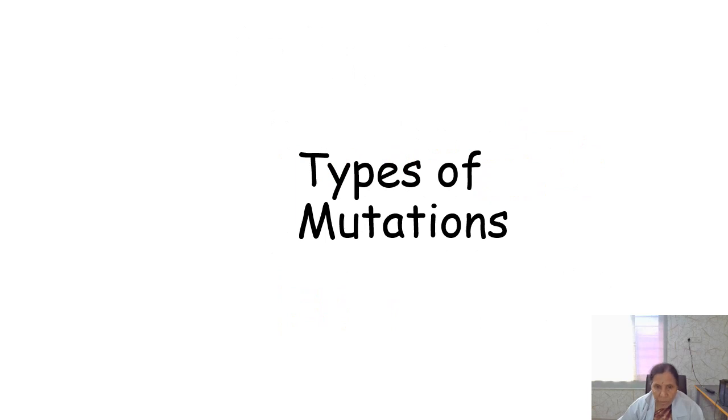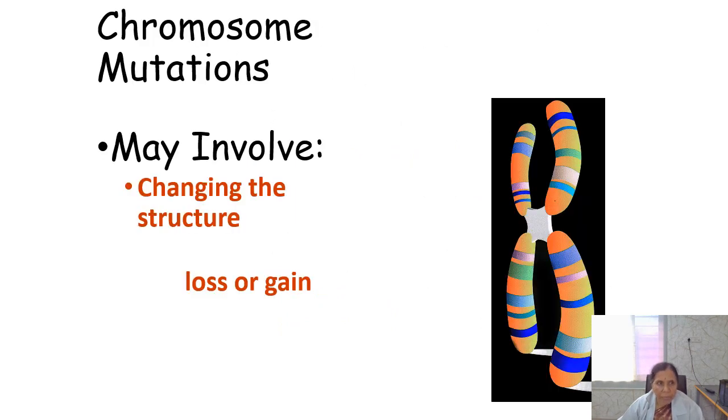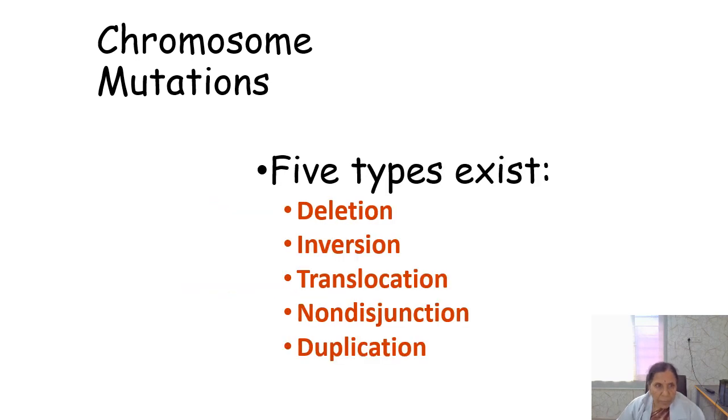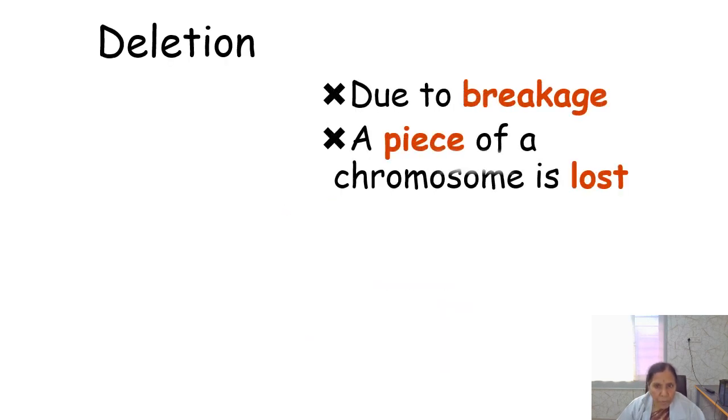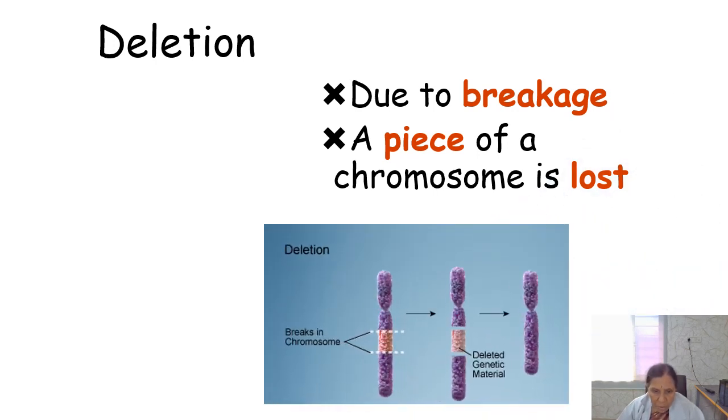Some mutations, the types: chromosome mutations may involve changing the structure, loss or gain. Chromosome mutations are deletions, inversions, translocations, non-disjunction, and duplication. Five types exist. Due to breakage, in deletions a piece of a chromosome is lost. See here, deleted genetic material is seen. Breaks in chromosomes are also seen.